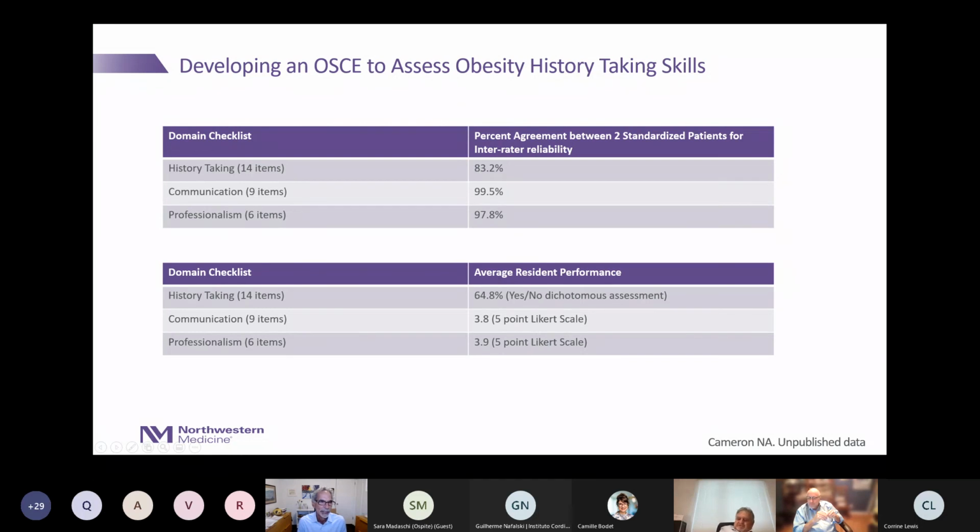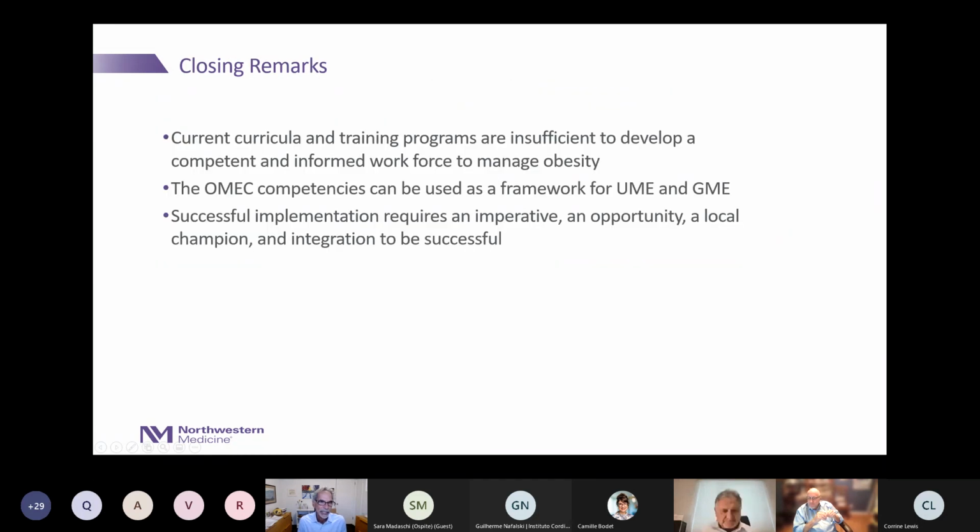The next slide is my last one, and that's just a summary slide. And that is, I'm concluding that our current curriculum and training programs are not very good in actually developing a competency and informing a workforce in obesity. The OMEC competencies can be used as a framework, and we could talk about that in our discussion. And lastly, successful implementation really does require a lot of different elements, an imperative by the program, an opportunity, a local champion, and integration. And it's difficult to do, but that's where we need to end up.